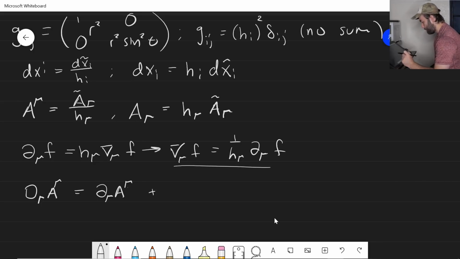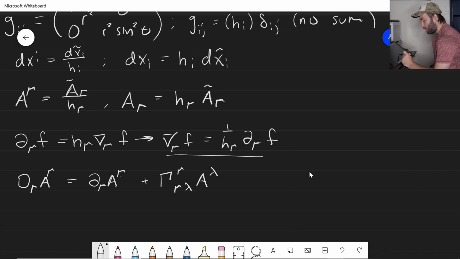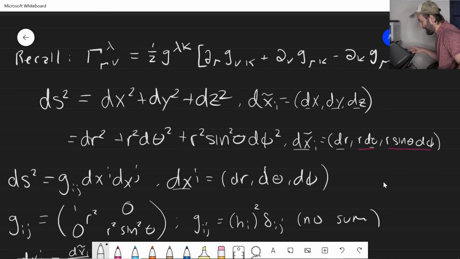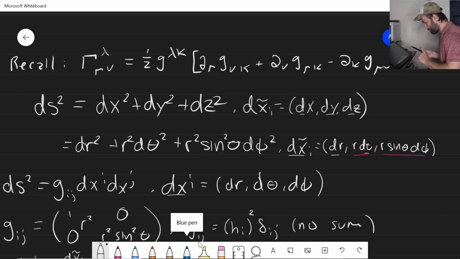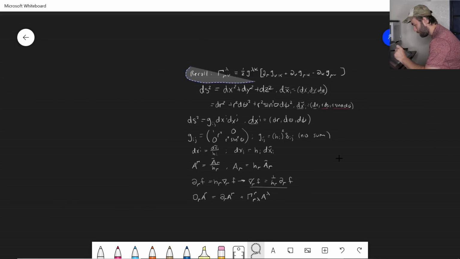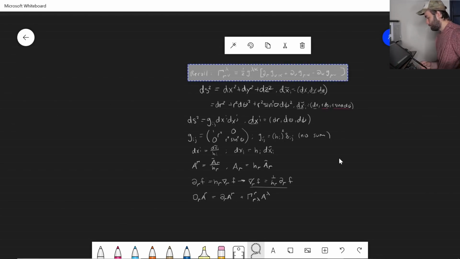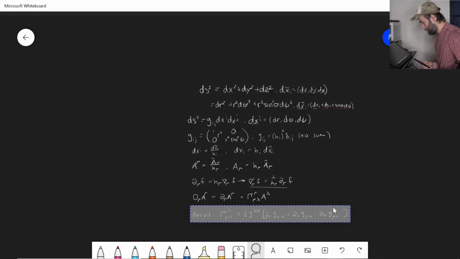D_mu A^mu, or ∇_mu A^mu, is D_mu A^mu plus Gamma^mu_{mu lambda} A^lambda. Okay. So we need to sum over lambda, and then the mu index has to be summed over as well, so we have a repeated mu in the connection coefficients. And luckily, I have already taken the liberty of writing down what those connection coefficients are in general. So let's go ahead and copy those and drag them over.